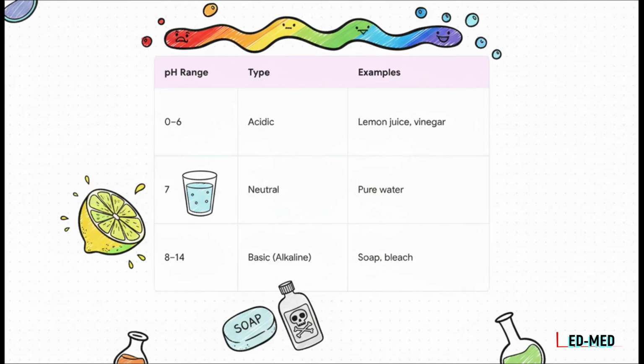So let's bring it all together one last time. Anything below 7, you've got your acids, like lemon juice and vinegar. Right at 7, you've got perfect neutrality with pure water. And everything above 7 is basic or alkaline, like your soap and bleach. Simple, powerful, and now you know the hidden 10-fold secret of the scale.